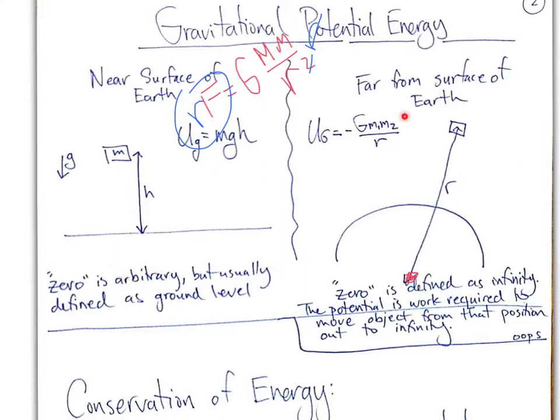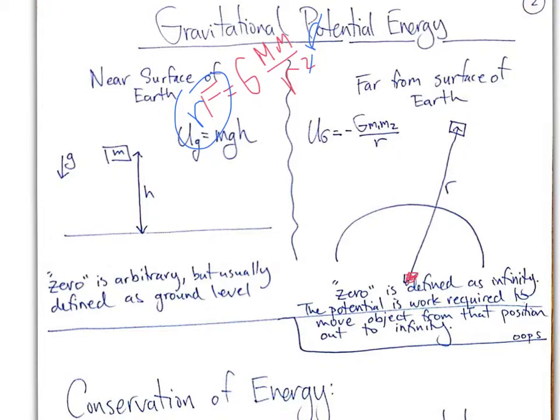But more specifically with this one, the reason we have a negative is that 0 is defined as infinity. So the potential is the work required to move the object from that position out to infinity. And then, oops, that was a mistake, that line right there. So this would have some gravitational potential energy, and it's basically a measure of how much work would be required to move it out to infinity.